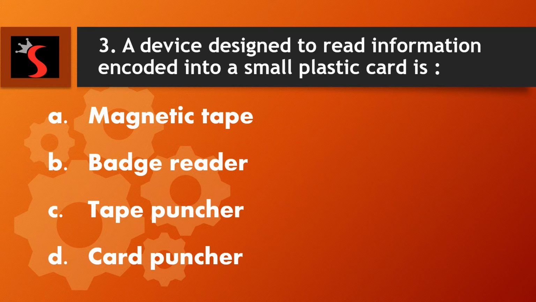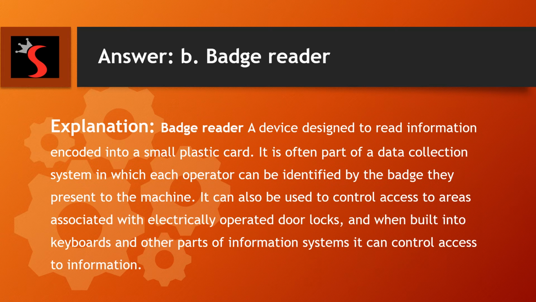The third question is: a device designed to read information encoded into a small plastic card is A. Magnetic tape, B. Badge reader, C. Tape puncher, or D. Card puncher. The right answer is option B.